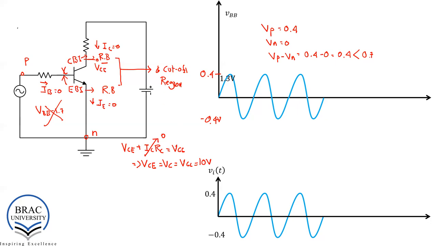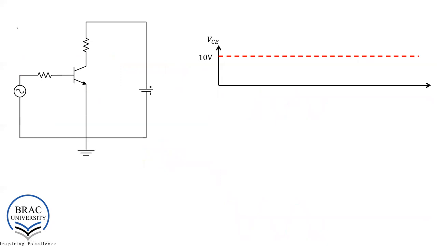In our case, we're going to find, regardless of the value of the signal at the input, whether it is 0.4 or 0 or -0.4, the BJT is always in the cutoff region. If the BJT is always in the cutoff region, the collector terminal voltage is always 10 volts. So that means in that case VCE, collector emitter voltage, is always 10 volts, for any value of input signal, from 0.4 to -0.4.